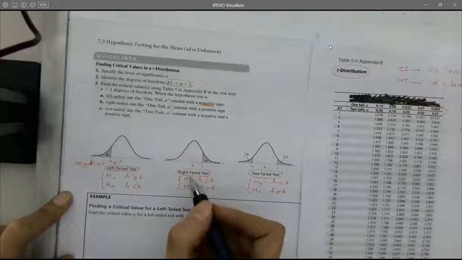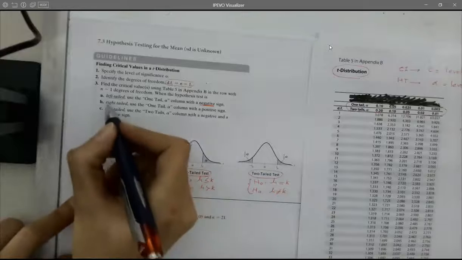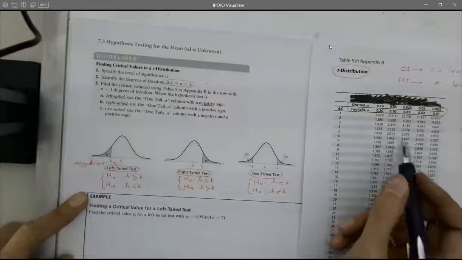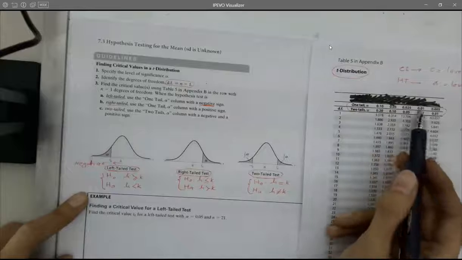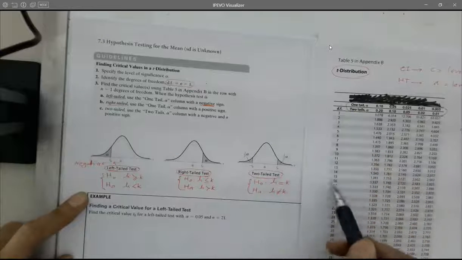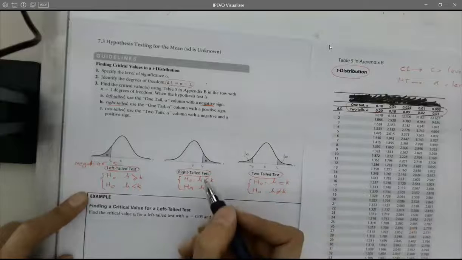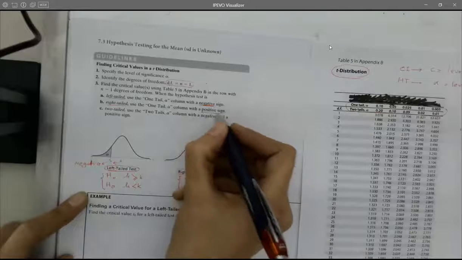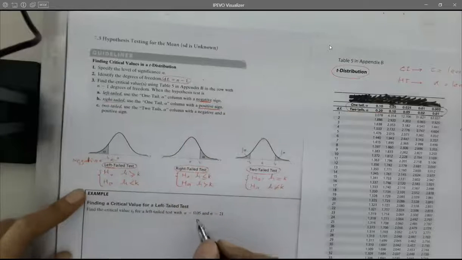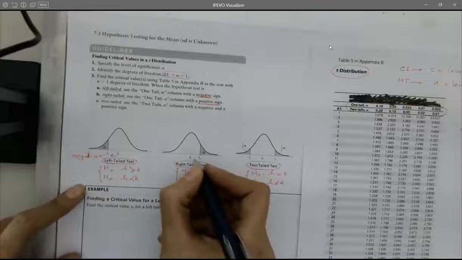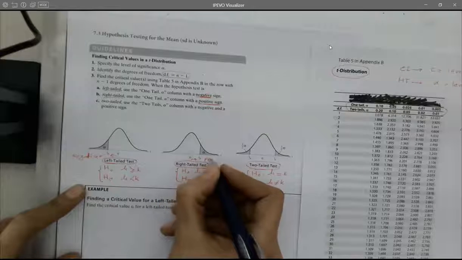If you have a right-tailed test, just look at the table. Find alpha and the degrees of freedom; the intersection between them gives you your critical value. It is positive. Why is that? Because it's on the right-hand side of 0. To the right, it is positive.